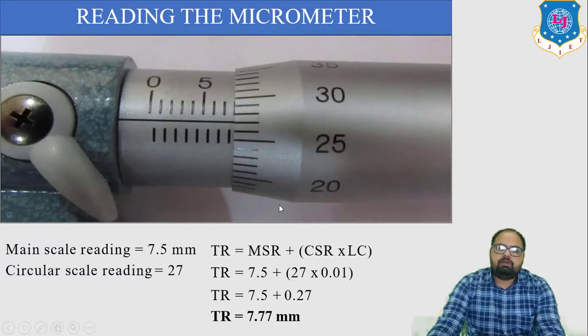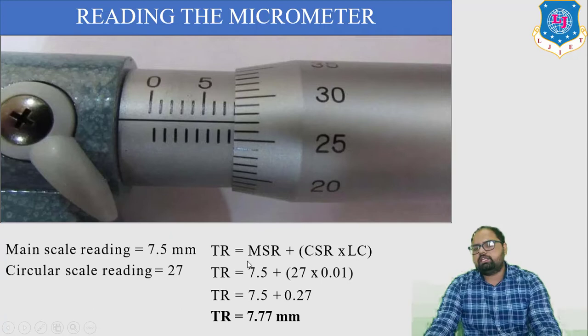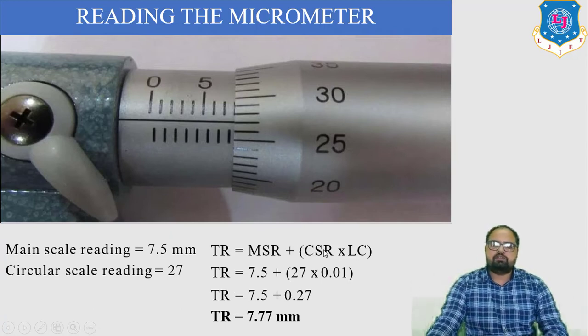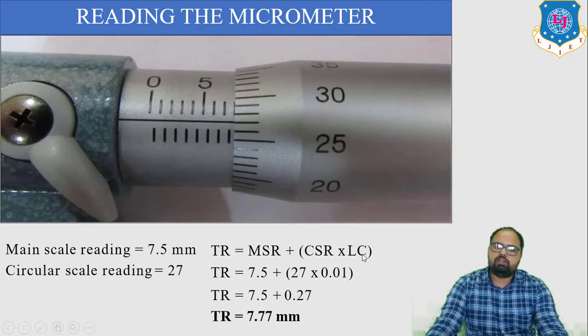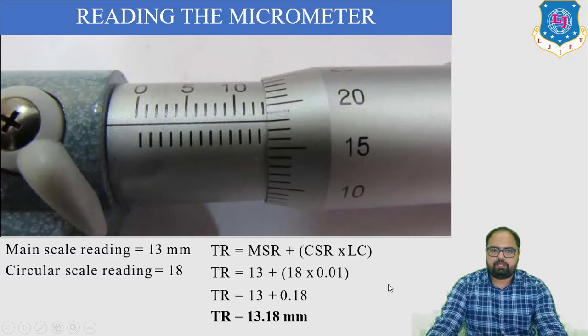Next, you can see this is 5, 6, 7. Okay, and between 7 and 8 there is a reading. So main scale reading is 7.5 mm. After that we will take the circular scale reading. So this is 25, 26 and 27. So the circular scale reading shows 27. So total reading is equal to main scale reading plus circular scale reading cross least count. By putting the values we will finally get the total reading as 7.77 mm.